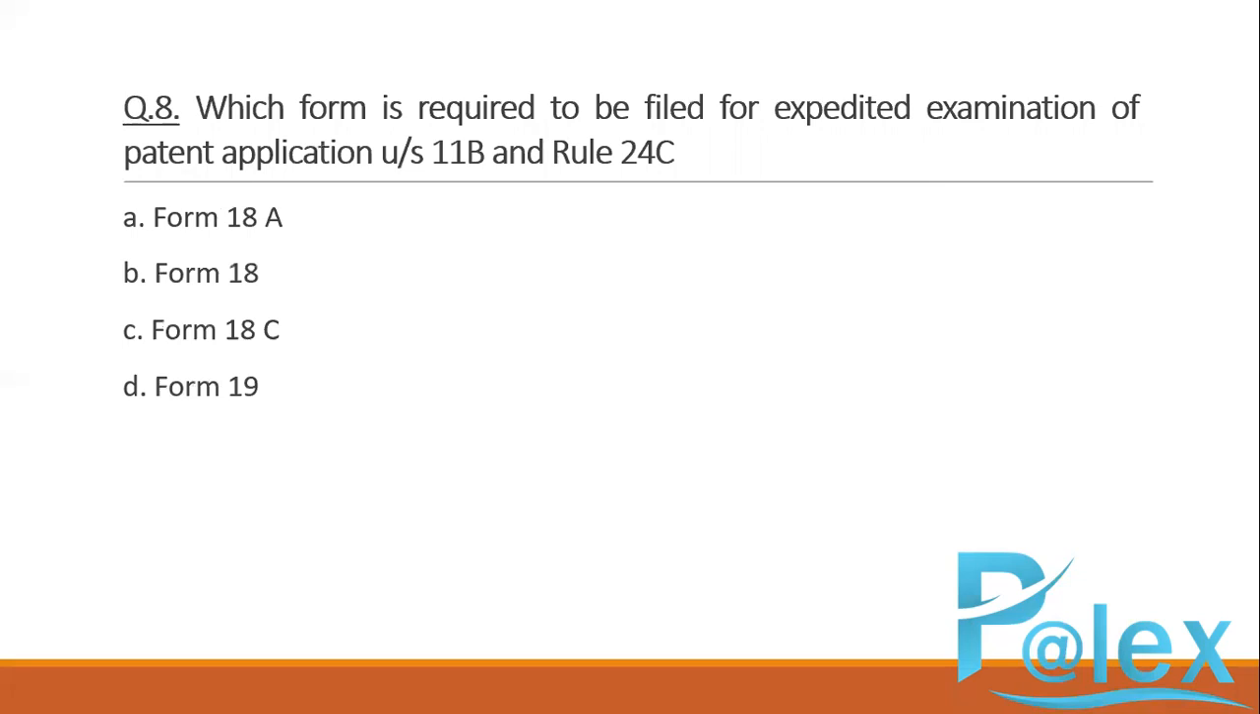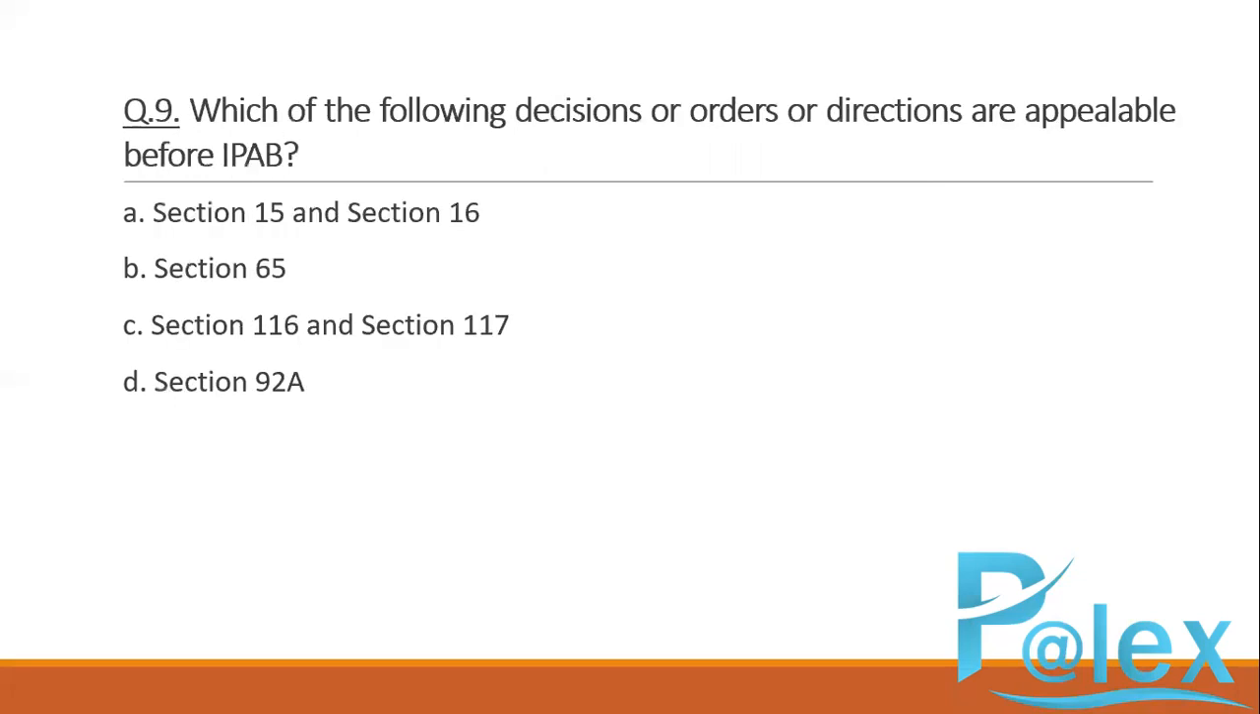Question 8, which form is required to be filed for expedited examination under section 11b and rule 24c? The correct answer is form 18a. Form 18a is filed for the request for expedited examination of a patent application.